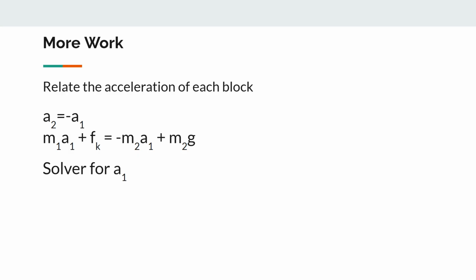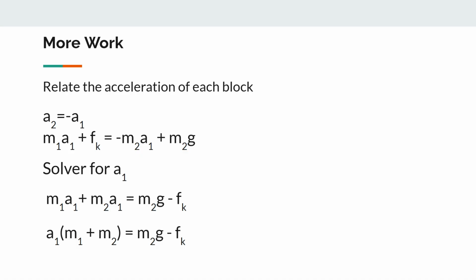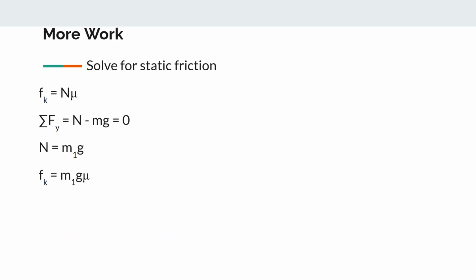To solve for A1, we bring both of the A1 terms over together on one side, and then we factor that A1 out, and divide both sides by M1 plus M2. Here, our only issue for plugging in values is now the force of kinetic friction, so we have to solve for that. Kinetic friction equals normal times mu.